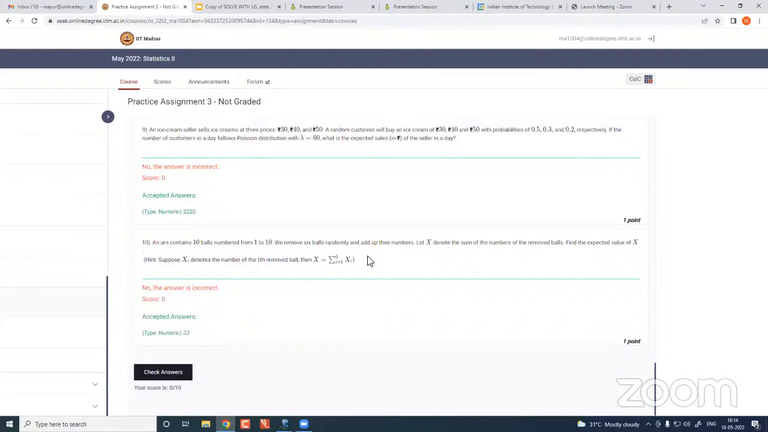Okay, a contestant was removed, numbered from 1 to 10. Six were removed randomly. Let x denote the sum of the numbers of the removed balls. Find the expected value of x. Okay, try that.